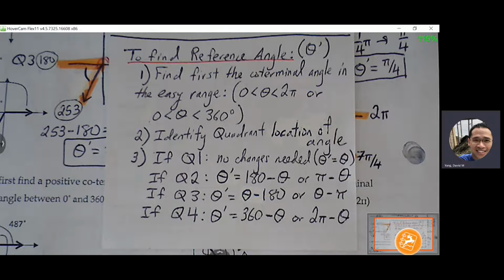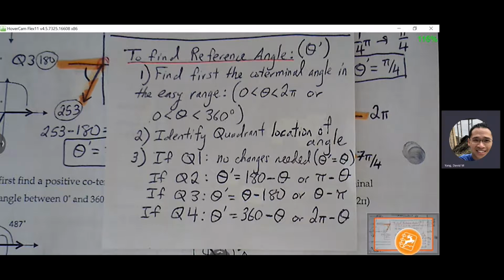The easiest one is quadrant 1. If you're in quadrant 1, then your angle measure is your reference angle. There's not going to be any changes. First quadrant is easy. No changes are needed to find the reference angle because your angle is already between 0 and 90.